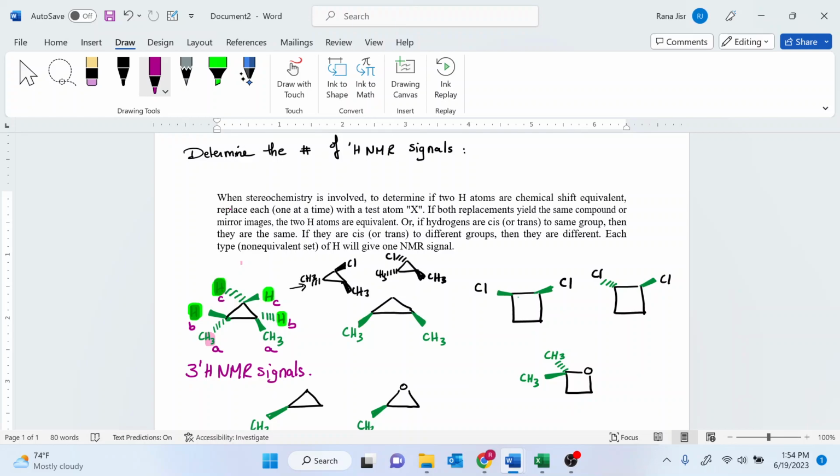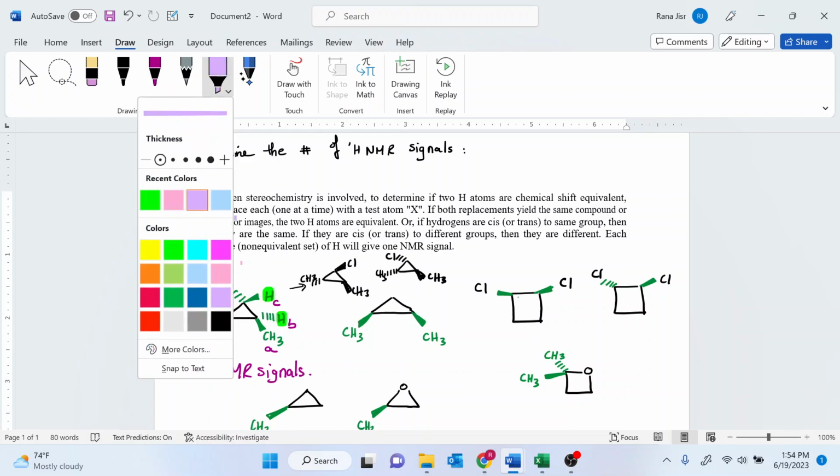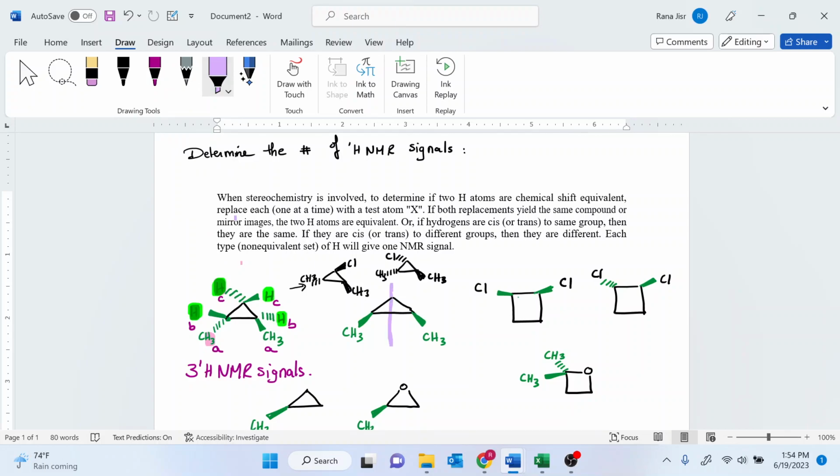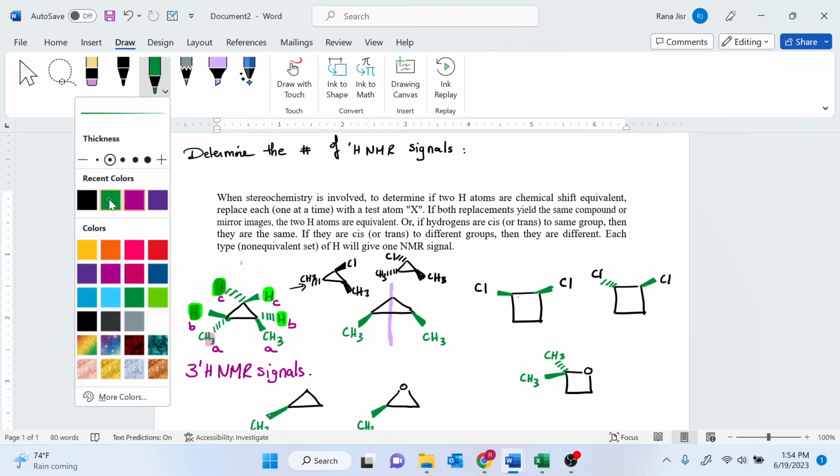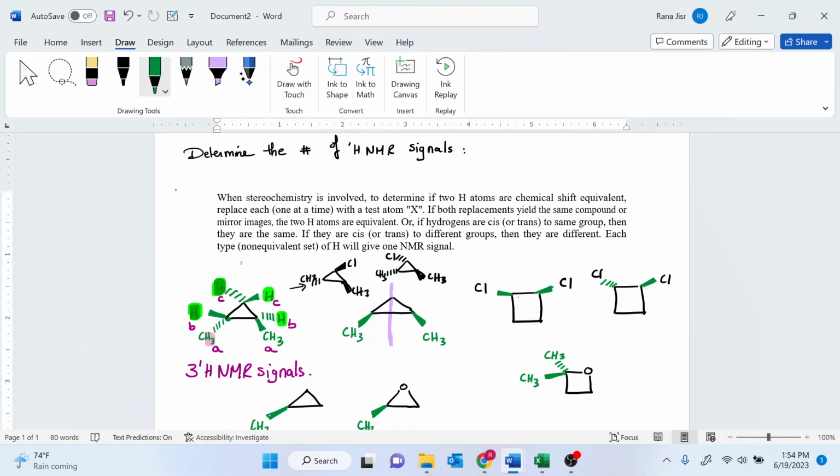Let's have another example. Now, in this other example, I can simply draw a plane of symmetry in there. And drawing a plane of symmetry, I'm going to end up having, for this carbon over here, these two hydrogens, I have a hydrogen here and I have a hydrogen there. And then go ahead and draw your hydrogens here. So I do have a hydrogen here, and I have a hydrogen over here.